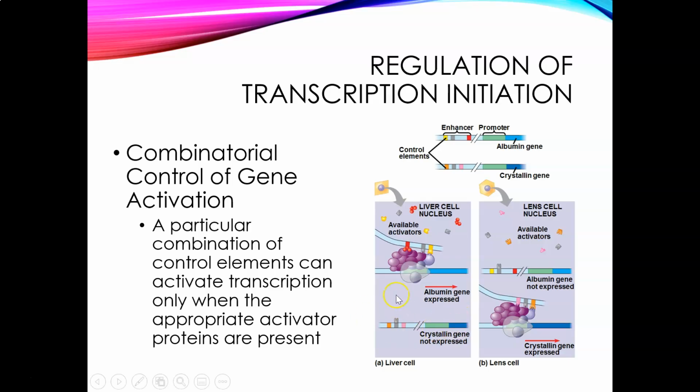If I look at the crystalline gene, however, I have a repressor bound to one of those distal control elements, and as a result, no hairpin loop, no binding of RNA polymerase, and so that crystalline gene is not being expressed. I go to a lens cell in your eye, however, and it's the reverse. So the repressor is bound to the albumin gene and not expressing that information because I don't need that protein in that cell. However, I do need the crystalline gene. So now I have activators attached to those distal control elements. I create that initiation complex, and now that crystalline gene is being expressed instead.